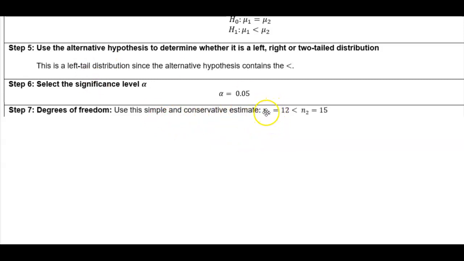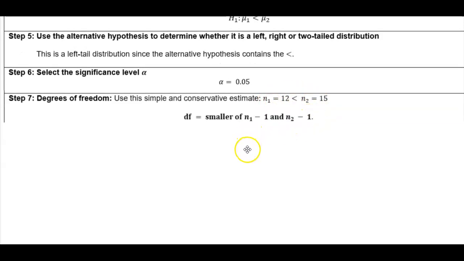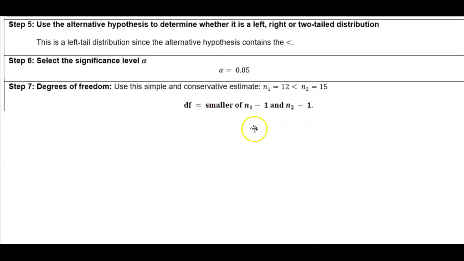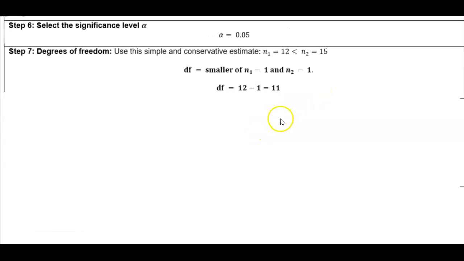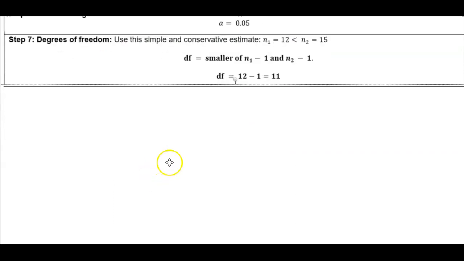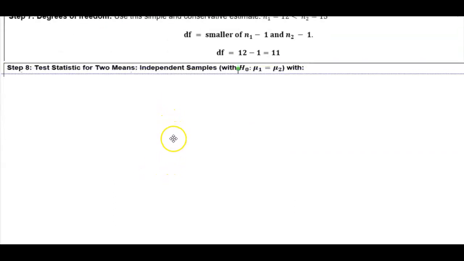Well, sample size n1 is equal to 12, and sample size n2 is equal to 15. So we can see that sample size 1 is less than sample size 2. Now recall that the degrees of freedom is going to be the smaller of those two. Therefore, the degrees of freedom is going to be 12 minus 1, because that's the smaller of the two, and 12 minus 1 is going to equal 11. Okay, so now we're ready to find the test statistic.